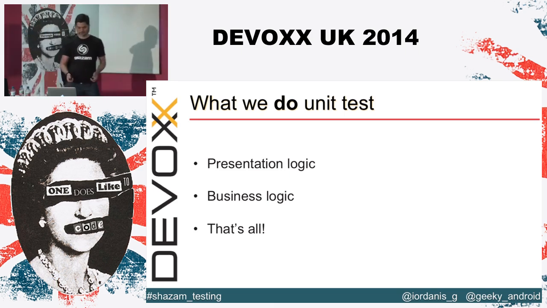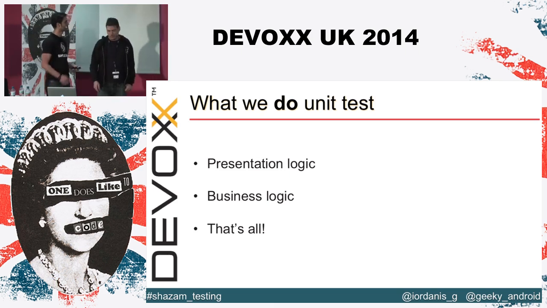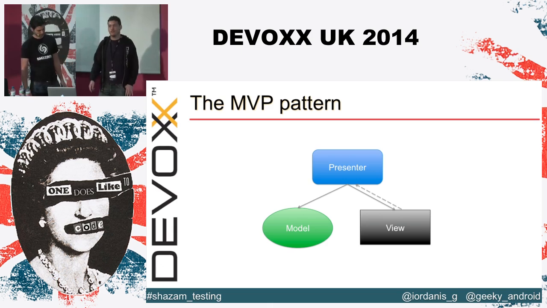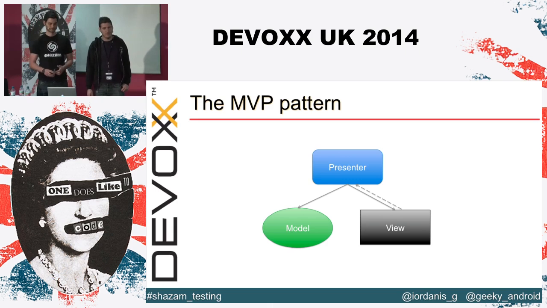So let's see how we do that. The way we separate these bits is using the well-known MVP pattern. Now, there are many patterns that you can use to separate your business logic from your presentation, but we found that on Android, the easiest to work with is MVP.